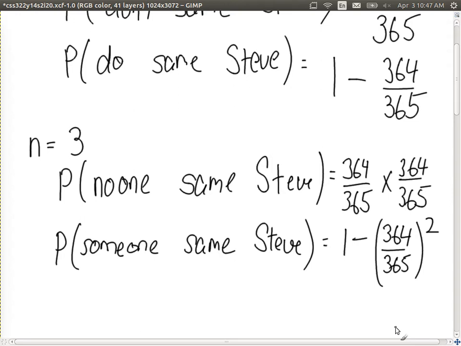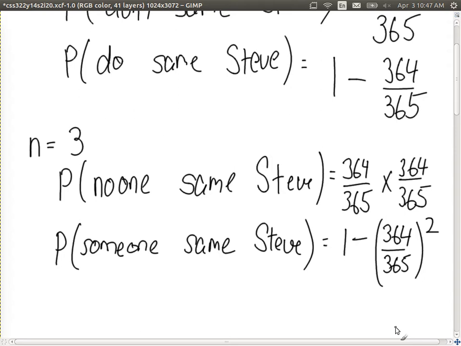And if there were more people in the group, 4, me and 3 others, it would be similar. It would be the probability that those 3 fall on 364, so it would become 1 minus 364 over 365 to the power of 3. And if it was another person, to the power of 4, and so on.